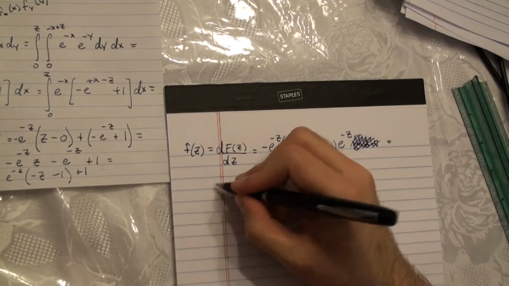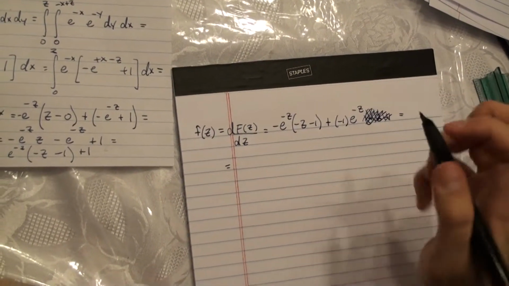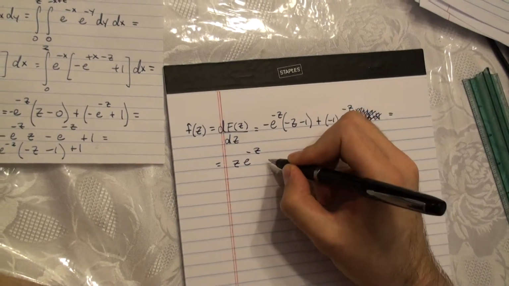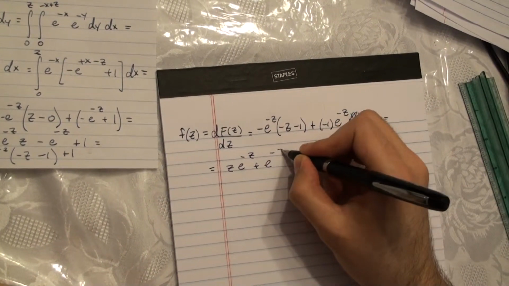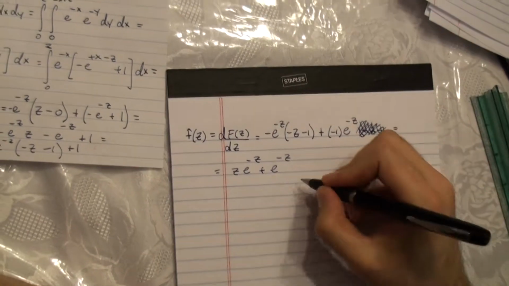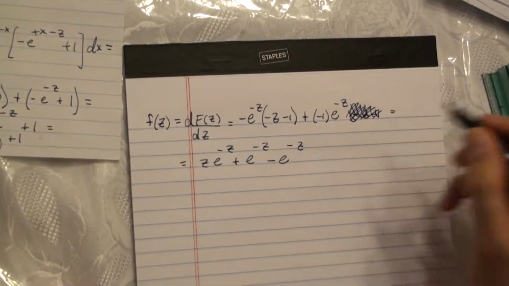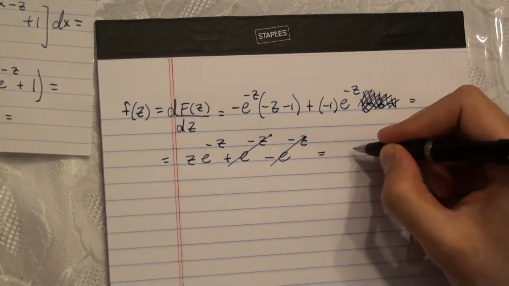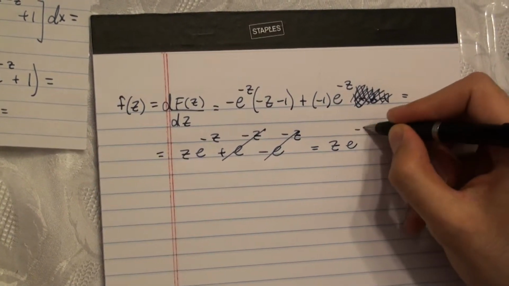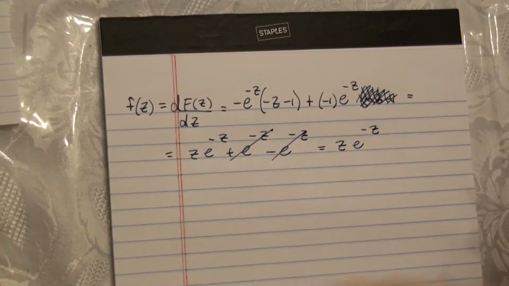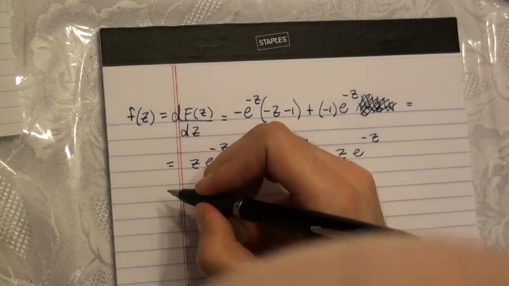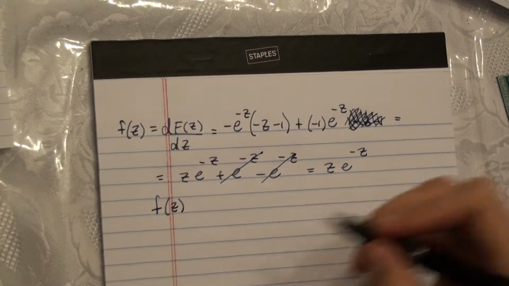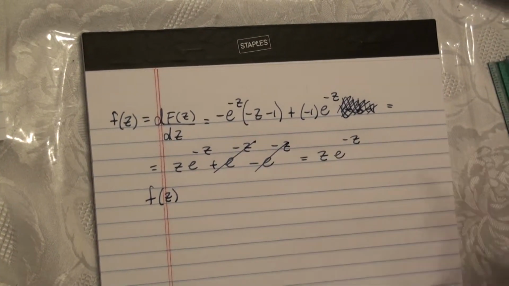So now what does this give us? Let's simplify it. We get z e to the minus z plus e to the minus z minus e to the minus z. So these go away, and we are left with z e to the minus z. And that is what our little f of z will equal for z greater than or equal to 0.